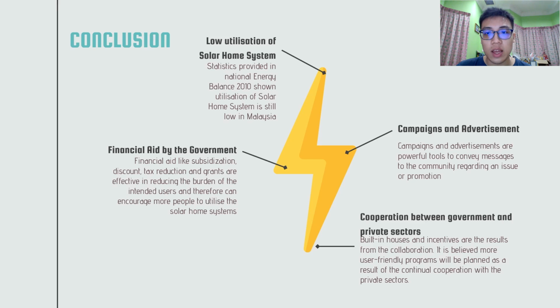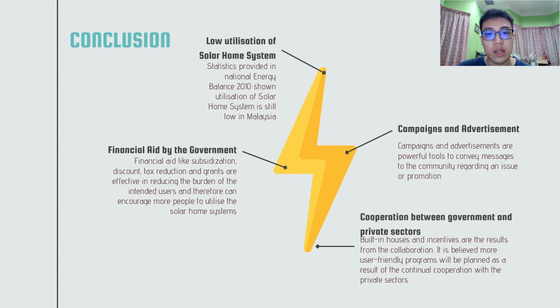This is due to the fact that financial aid such as subsidization, discounts, tax reductions and grants provided is effective in reducing the burden of the intended users and therefore can encourage more people to utilize the solar home system. Cooperation between government and private sectors would increase the utilization of the solar home system among Perak citizens too. From data analysis, the majority of them agree with the government's efforts to cooperate with more private sectors such as utility companies, construction companies and many more.